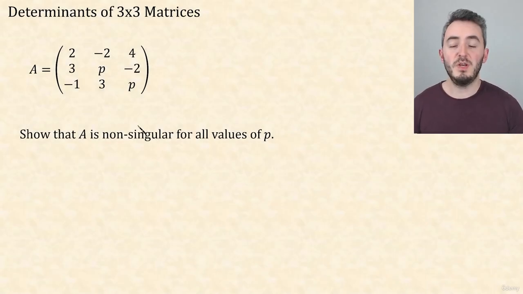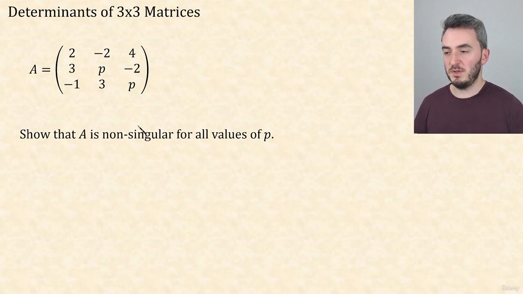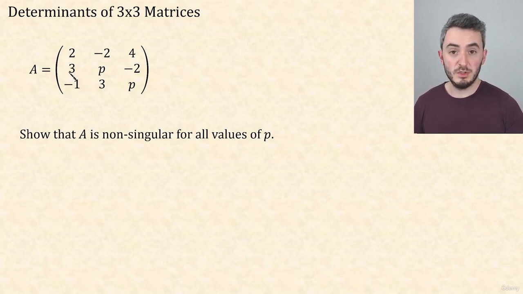In the last video, we learned how to find and calculate the determinant of a 3 by 3 matrix. Let's use that information to solve this problem. So here's a matrix. Show that A is non-singular for all values of P. So non-singular means the determinant is not 0. So let's find the determinant of this in terms of P, and let's see if we can show that it's never equal to 0.